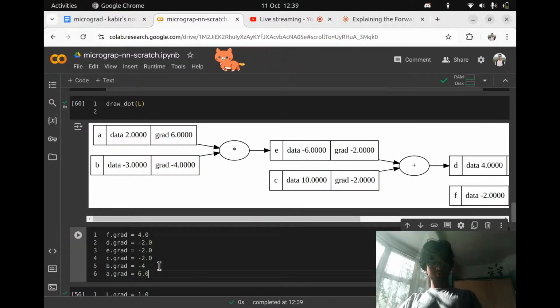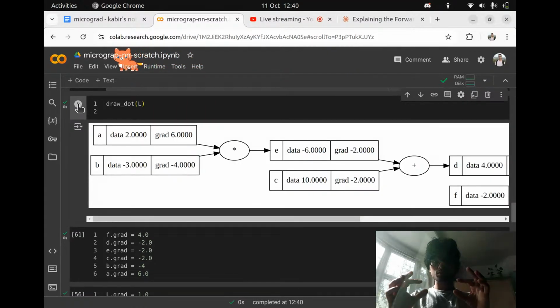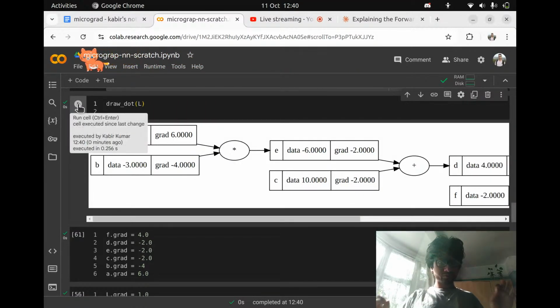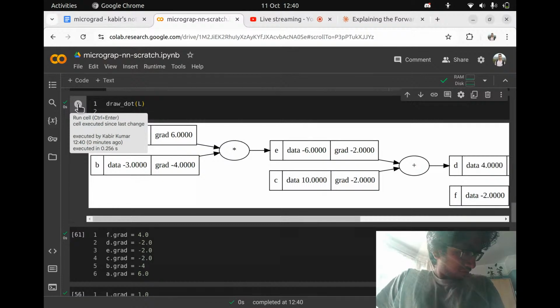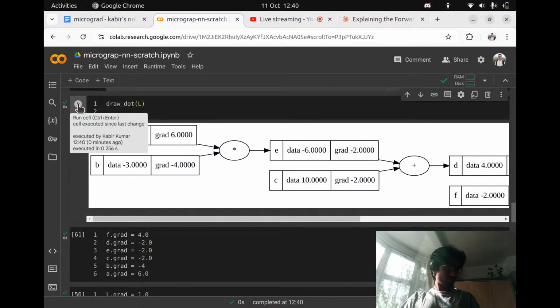We have A here, A dot data plus equals H. So the claim is that A dot grad is 6. Let's verify 6. And we have B dot data plus equals H. So nudging B by H and looking at what happens, we claim it's negative 4. And indeed, it's negative 4, plus minus, again, float oddness.